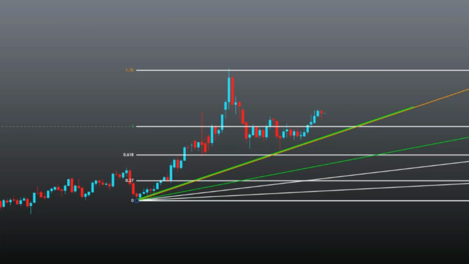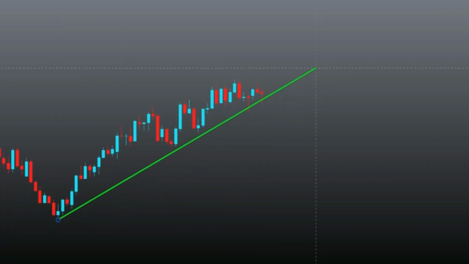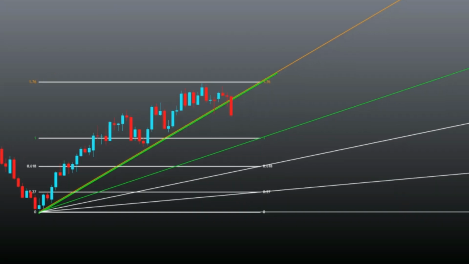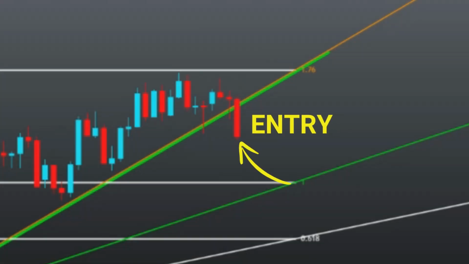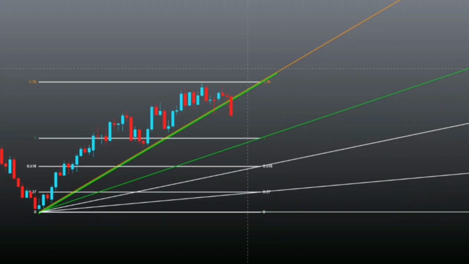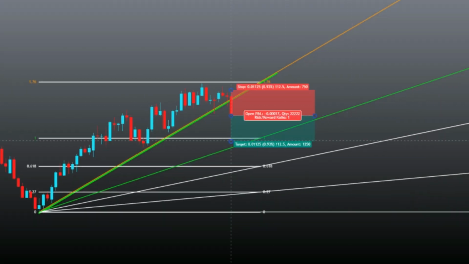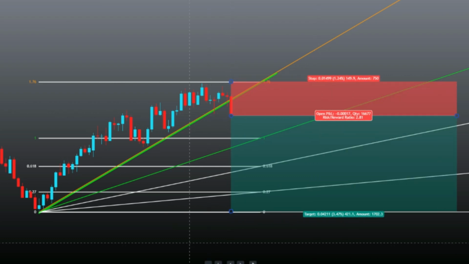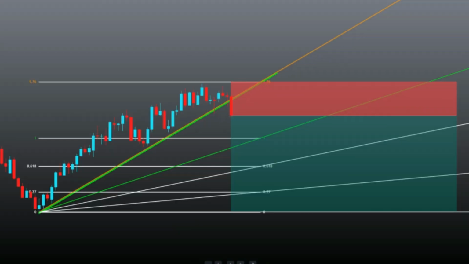So let's get straight to the strategy. The first step is that I draw a trend line for this uptrend. Then I apply my Fibonacci speed resistance fan. For entry point, we need a breakout from the 1.76 arc. Once it happens, I enter a trade and set my take profit point to Fibonacci level 0, which is the beginning of the trend, and my stop loss to 1.76. Look what happens.